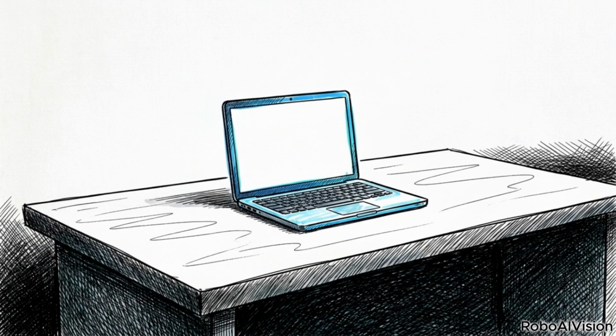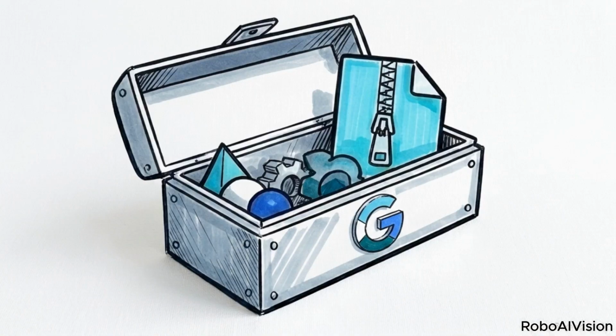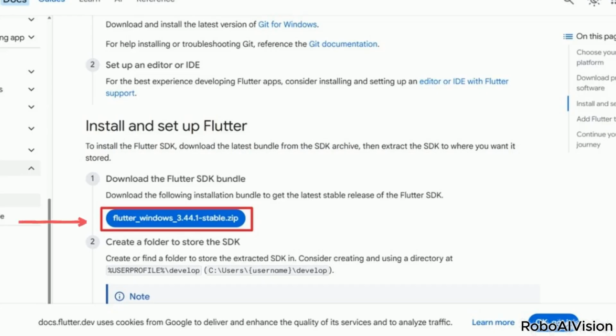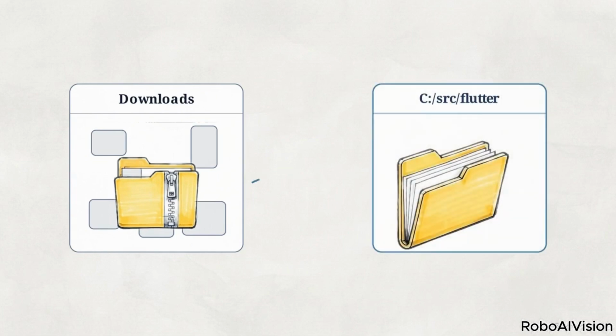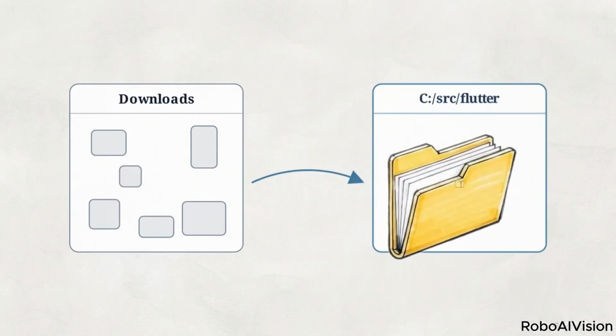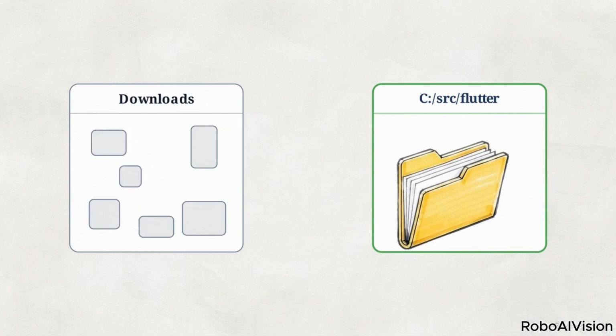Your computer currently doesn't know how to build mobile apps, so we need to download the official Software Development Kit, or SDK, directly from Google. This image shows the specific zip file you'll download. It is critical that you do not leave this in your Downloads folder. You need to extract this toolbox into a permanent, secure directory on your C drive so your system has a stable path to the core files.